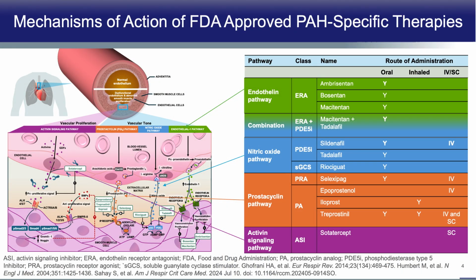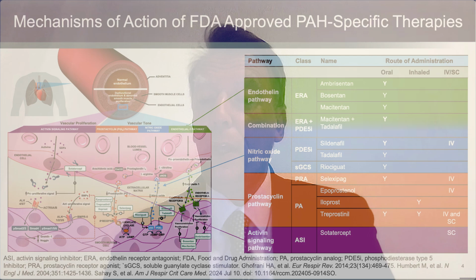We currently have 4 classes of drugs targeting the prostacyclin, the endothelin, the nitric oxide guanylate cyclase, and the activin pathways. All these medications can be considered in PAH, including patients with a cardiopulmonary phenotype, but not meeting the criteria of non-PAH associated with overt left heart disease or advanced lung disease.